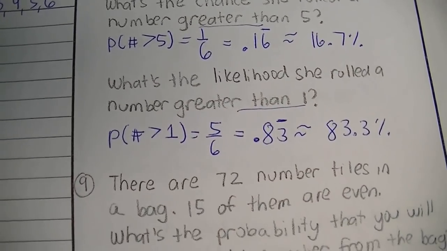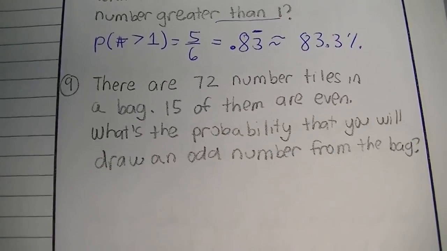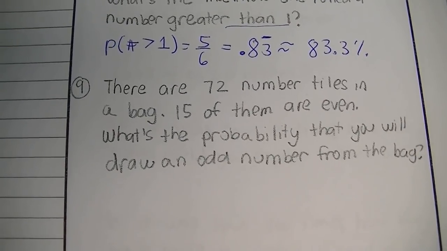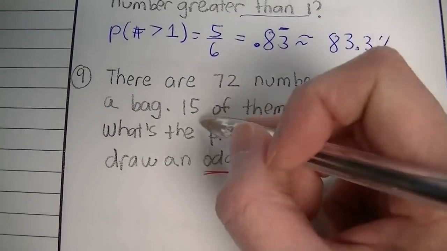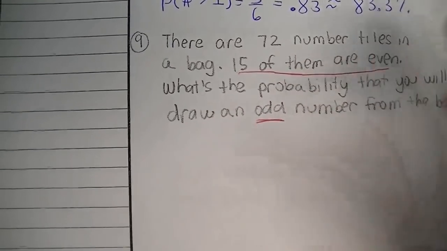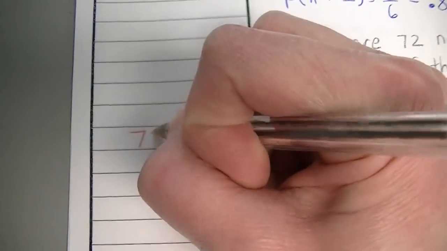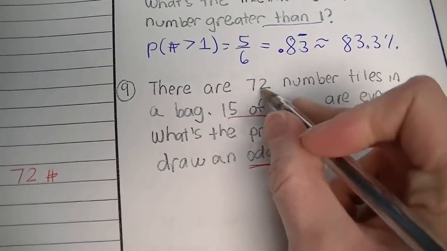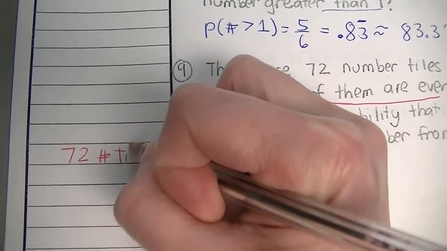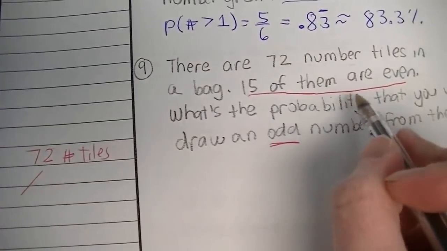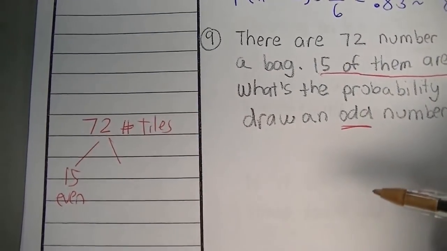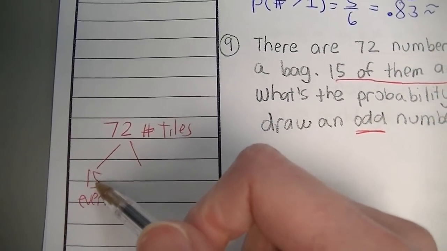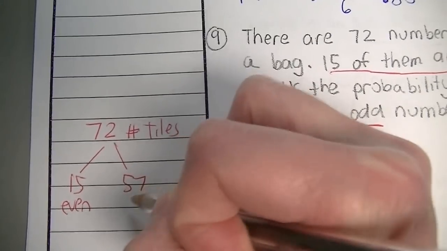The next problem is number 9. There are 72 number tiles in a bag. 15 of them are even. What's the probability that you'll draw an odd number from the bag? Oh, so we got odd. They're telling us 15 of them are even. There are 72 number tiles, and I got that directly from the problem. I know 15 of them are even, so how many have to be odd? 72 minus 15 gives you 57 odd.